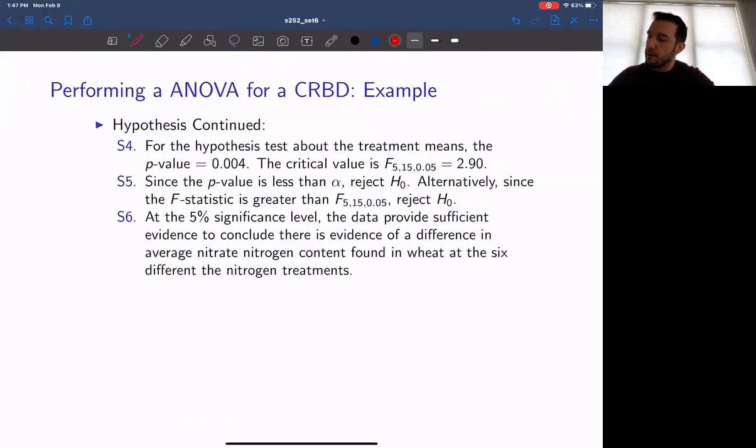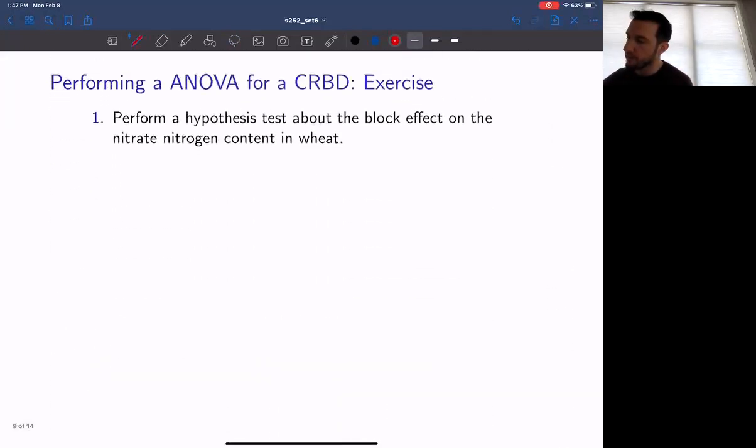And then on step 5, we can say since the p-value is less than alpha, we can reject H0. Alternatively, since the test statistic, or the F stat, is greater than F 5, 15, the critical value, we can reject. And then we can say that there's significant evidence of a difference in average nitrate nitrogen content found across the 6 fertilization timing schedules. So this is all just review of what we saw before.